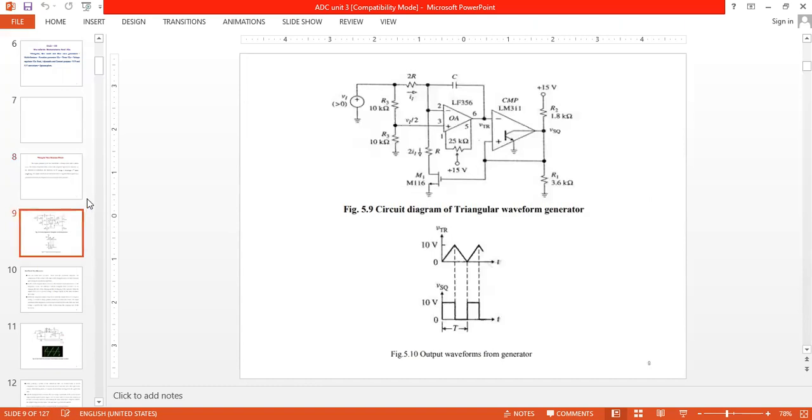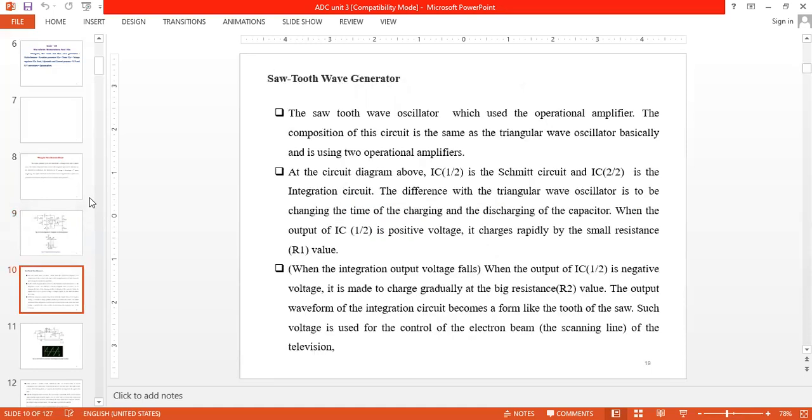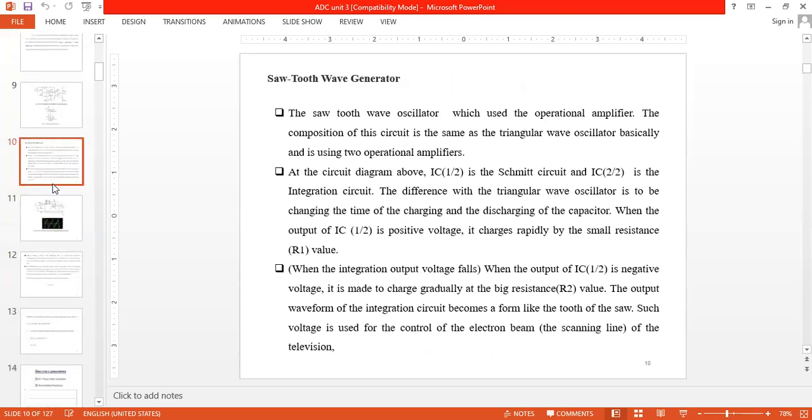So this is the block diagram for the triangular wave generation. Here we have two models, one is the comparator model, another one is the integrator model. We are generating the square wave and giving it to the second integrator, so you will get the output of a triangular wave.